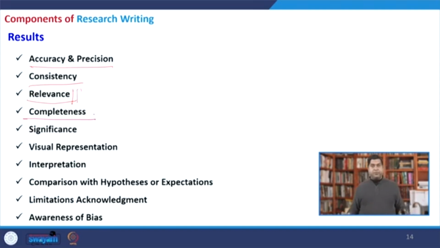It should have the complete information. If there is some kind of linked result, you should also say that. You should not say only that these are the results I want to show, and hide the results that are not coming out properly. That is also not right. Significance, you need to check. As I already mentioned, if it is significant by those test statistics and other criteria, then you show it.